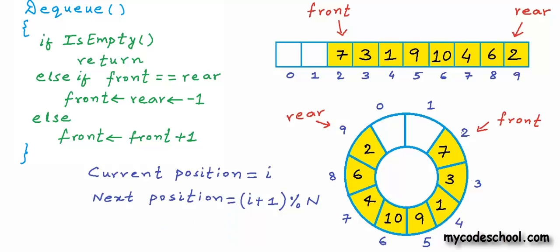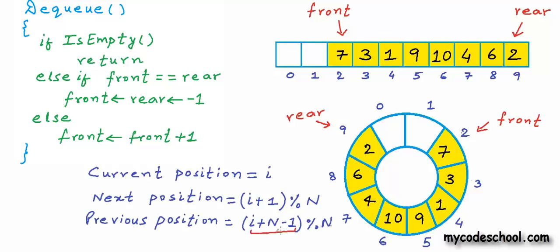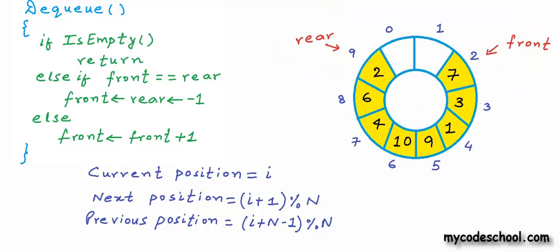The previous position in the circular interpretation of an array will be (i plus n minus 1) modulo n. We could simply say (i minus 1) modulo n, but I'm adding n here just to make sure the expression inside the parenthesis is always positive. Give this some thought. You should be able to get why it should be (i plus n minus 1) modulo n. Now with this interpretation of the array, we can increment rear in an enqueue operation as long as there is any unused cell in the array.